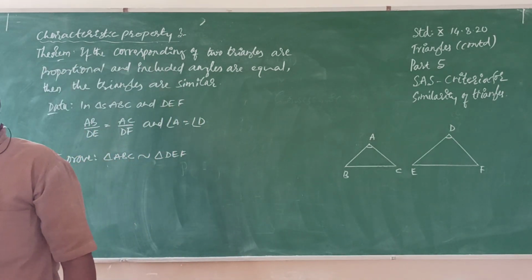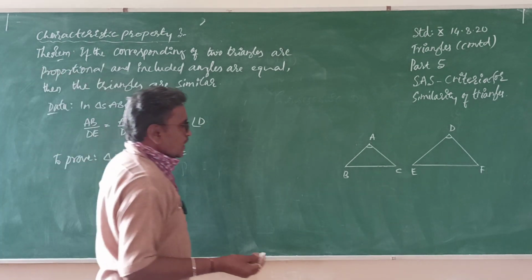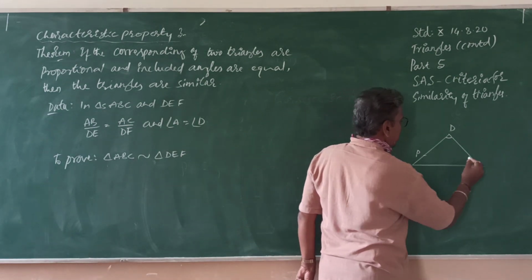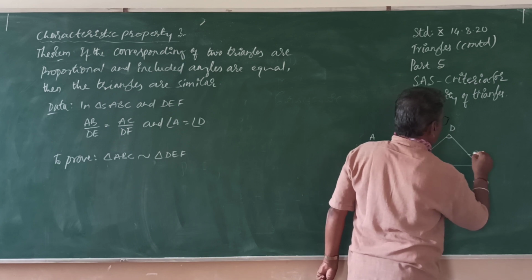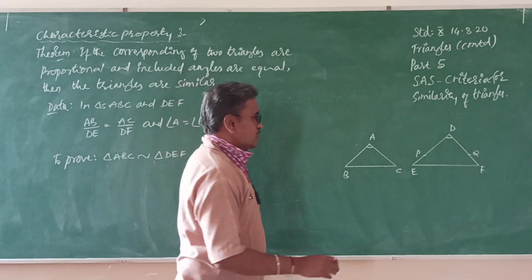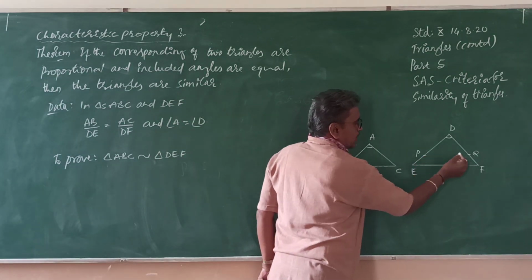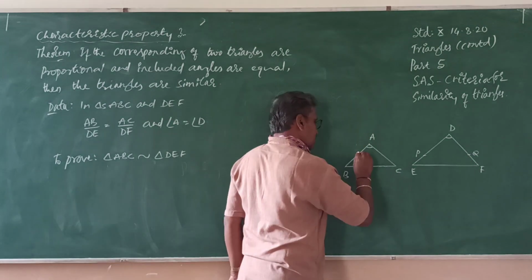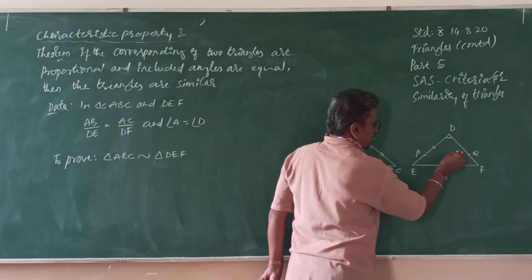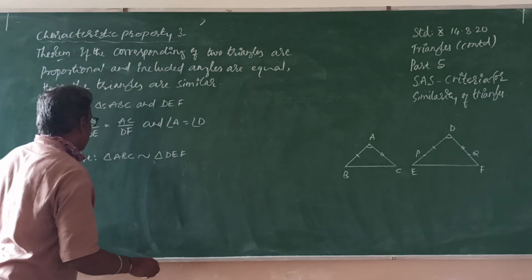So now, marking a point P on DE and Q on DF with a condition, that is the construction: marking a point P on DE, Q on DF with the condition that DP is equal to AB and DQ is equal to AC. This is the construction. Understood? Okay.